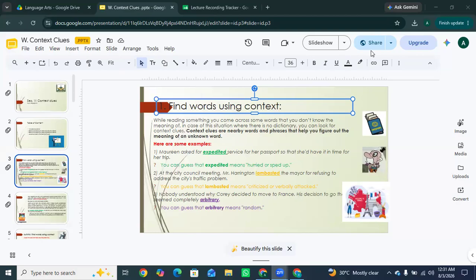At this city council meeting, Mr. Harrington lambasted the mayor for refusing to address the city's traffic problem. Here the context clue is "for refusing to address the city's traffic problem." The meaning of lambasted is criticized or verbally attacked. He was upset with the mayor, so he criticized him.